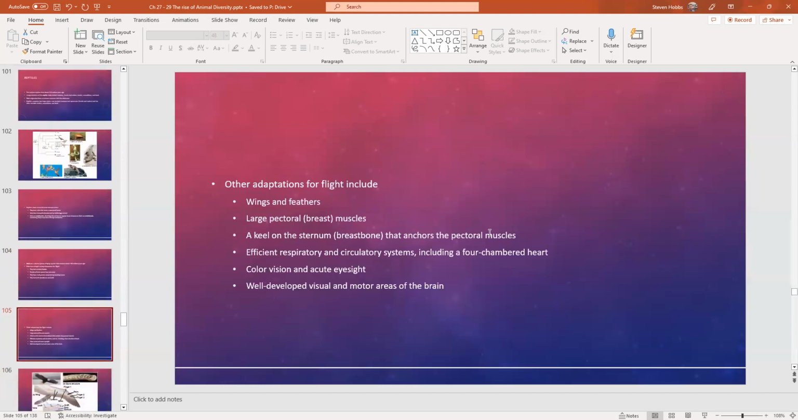Now, other adaptations for flight include the wings and the feathers, of course, very large pectoral muscles, like the breast of a chicken, a keel on the sternum, which anchors those very large pectoral muscles, and efficient respiration and circulatory systems. Birds breathe in and breathe out, just like we do. But each time they breathe in, they also fill their air sacs. And when they breathe out, those air sacs send the air again across the lungs. So they get oxygen breathing in and breathing out. We also see the development of a four-chambered heart. We see color vision and acute eyesight develop, as well as visual and motor areas of the brain.